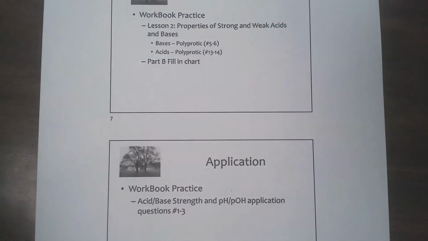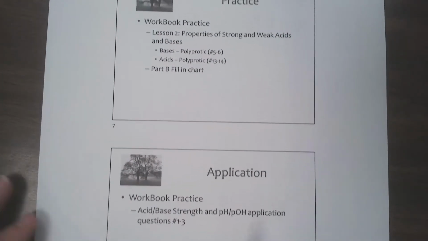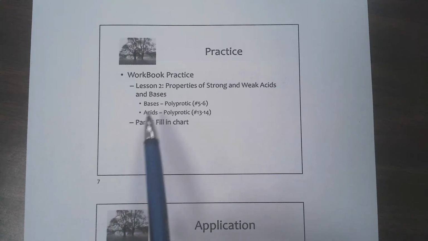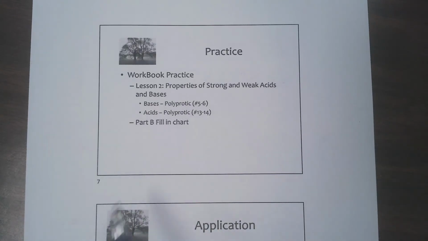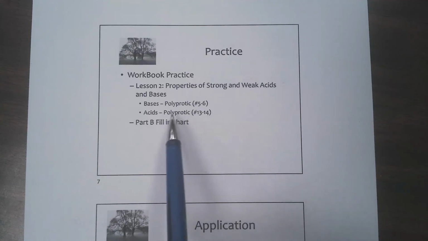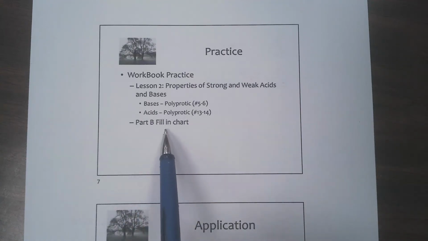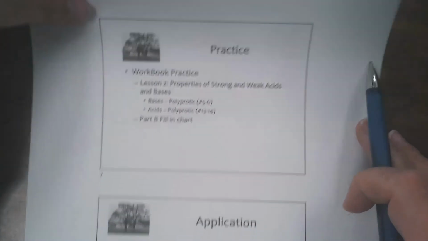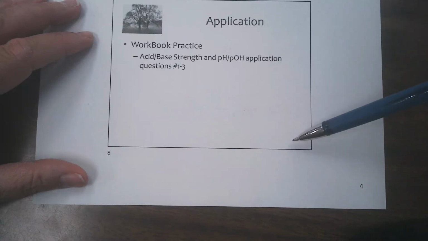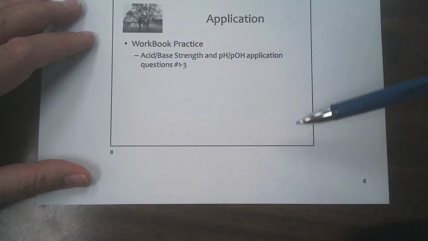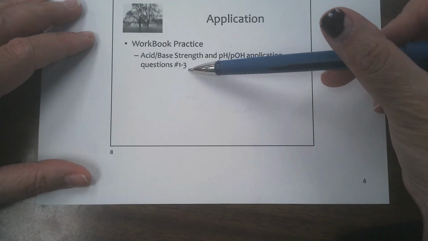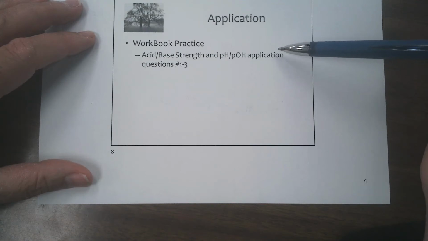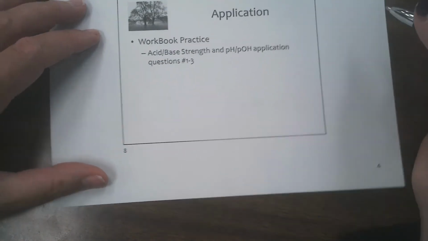So let's look at the homework part of it. This is the fun part. This is the part everybody enjoys. Lesson 2, you're going to go back, you're going to do questions 5 and 6 for bases. You're going to do questions 13 and 14 for the acids. You're going to look at part B. You're going to fill in the chart because you're highly intelligent people. And then you're going to go to the very last part of the workbook. You're going to work through three questions. And you can do it. It's going to tie all of the pieces together.